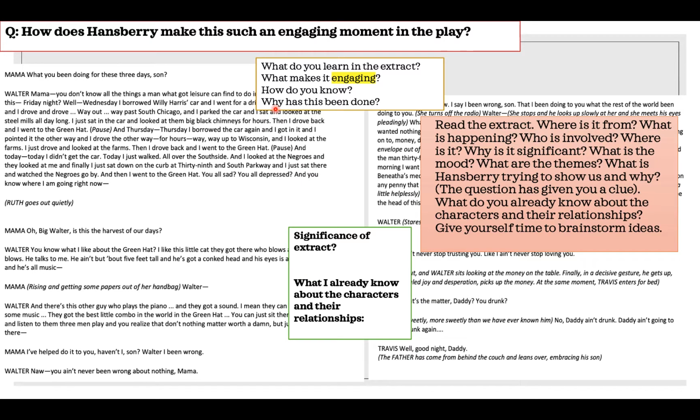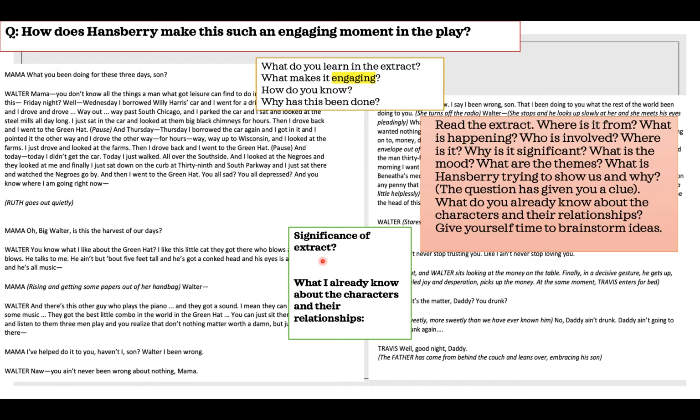Why has she made the character say this? Or why does the character do this? Or why does this character speak for so long? Why does this character interrupt another character? So always ask yourself, what's her motivation here? What does she want you to understand? And as I just mentioned, you should be commenting here on the significance of this extract.